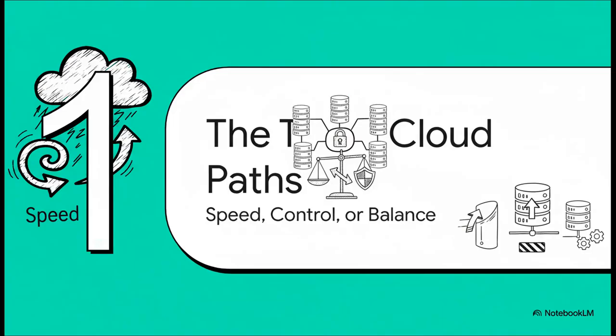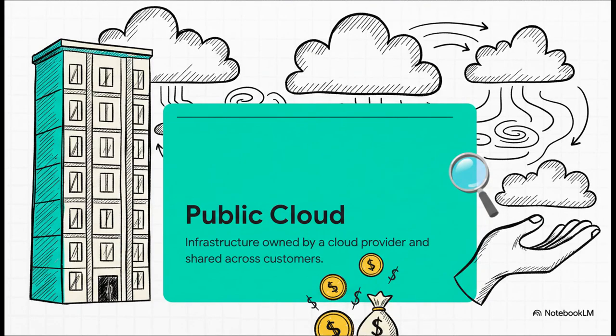Okay, so this whole decision really boils down to three main paths, and each one has a totally different philosophy behind it. Are you all about raw speed? Do you need absolute ironclad control? Or are you trying to find that perfect balance right in the middle? Let's dig in. First up is the public cloud.